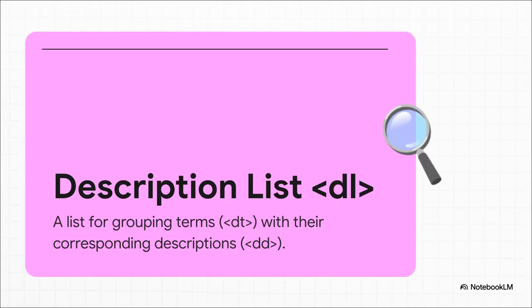And now for the specialist in the group, the description list, or DL. This one's a little different. It's not for a simple list of items, it's for pairs of things, like a term and its definition. It's absolutely perfect for a glossary, an FAQ section, or really any kind of key value data.